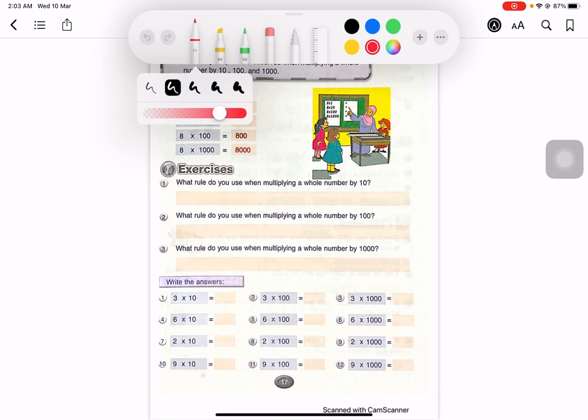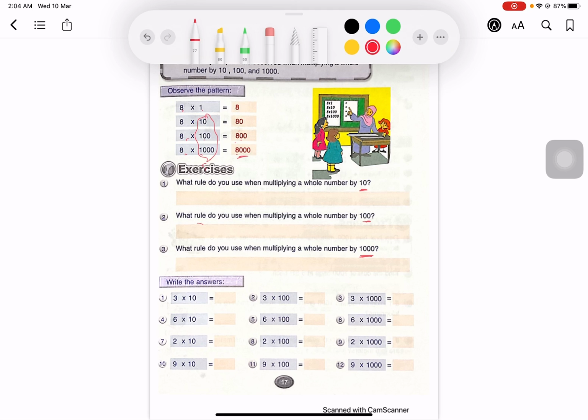Here, they said, what rule do you use when multiplying a whole number by 10, okay? If you are multiplying by 10, how many zeros will you drop? You will drop 1 zero. When you are multiplying by 100, you are going to drop 2 zeros, and when you are multiplying by 1000, you are going to drop 3 zeros. You multiply 8 by 1, then drop 1 zero. 8 by 1, then drop 2 zeros. 8 by 1, 8, and you drop 3 zeros. It depends on what you are multiplying by, okay?